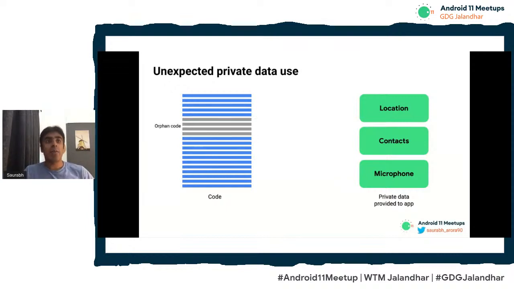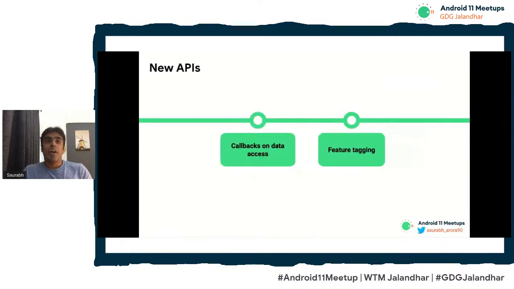So in Android 11, what you could do is, Android 11 actually introduces two new APIs to allow developers to be aware of when this kind of accidental or intentional data access is being triggered. So the basic feature is actually a callback, which is triggered when such kind of private data is accessed.